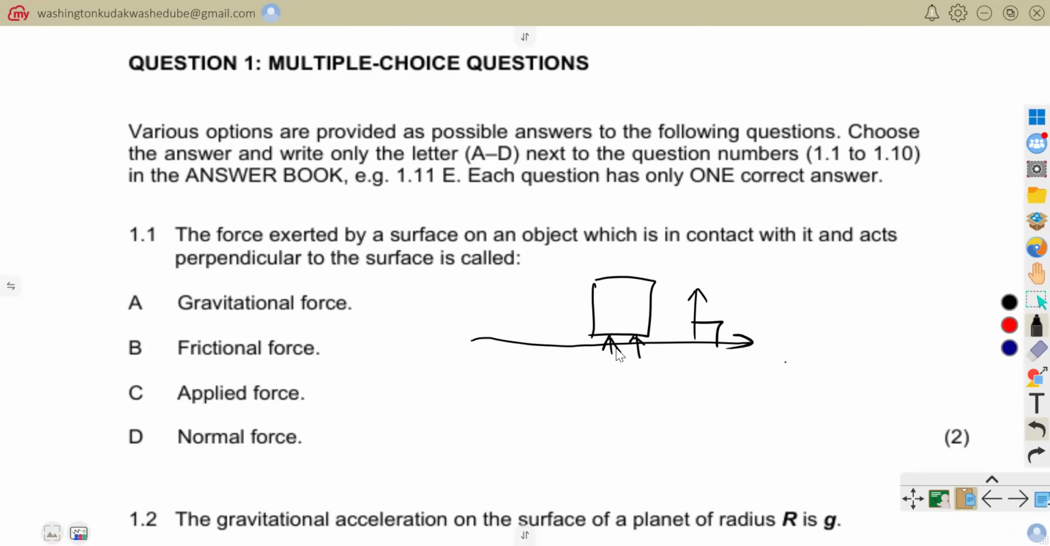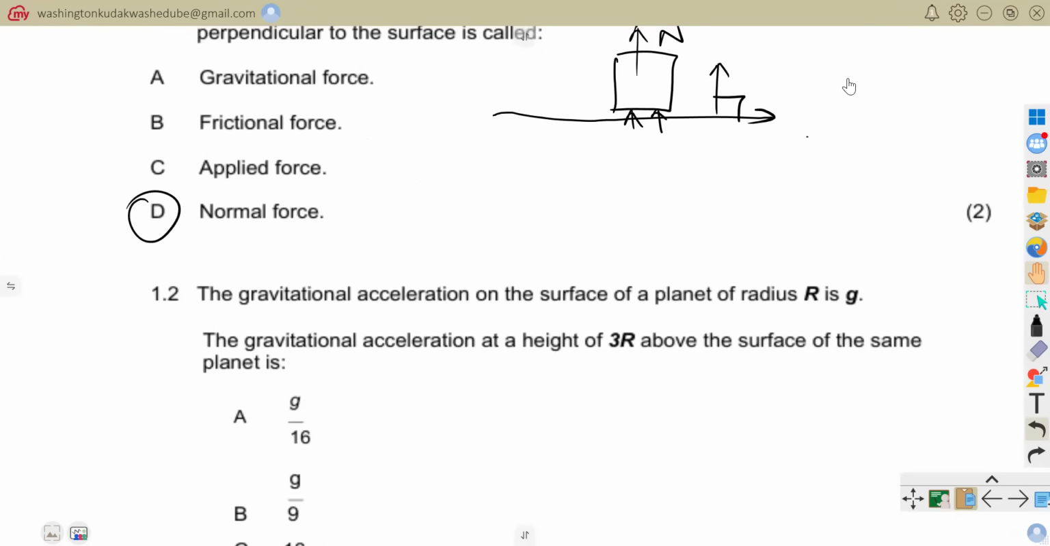What is this force that is applied by that surface? We know that that force becomes our normal force. So our answer here was going to be D. Now, let's look at question number 1.2.